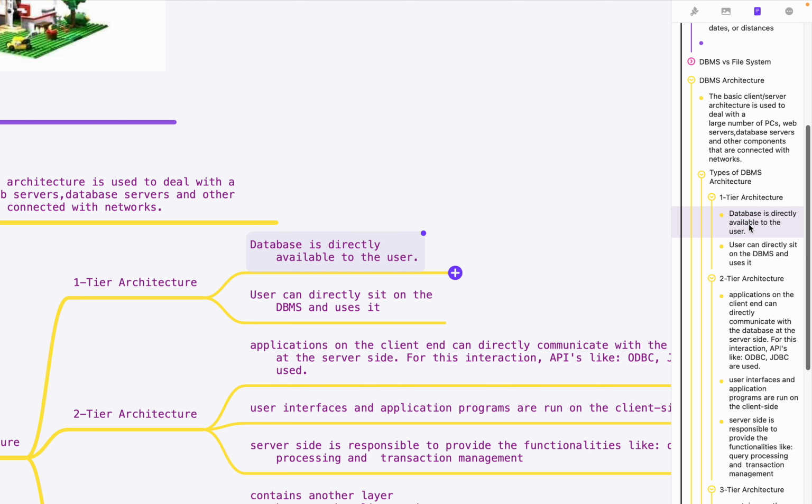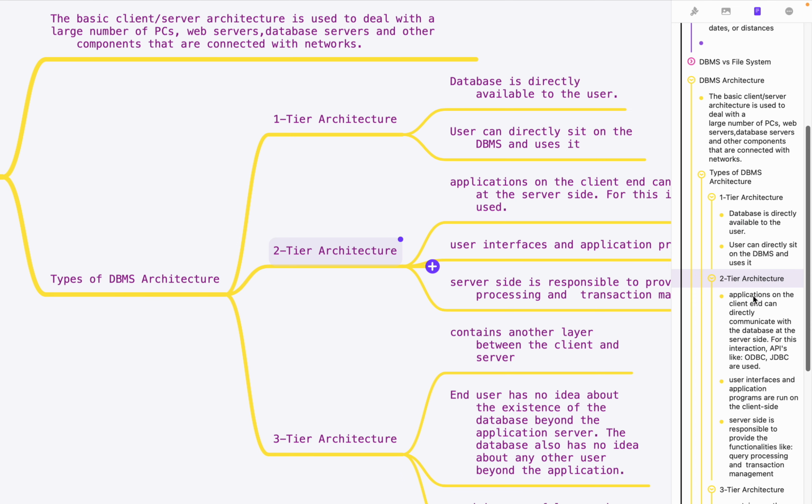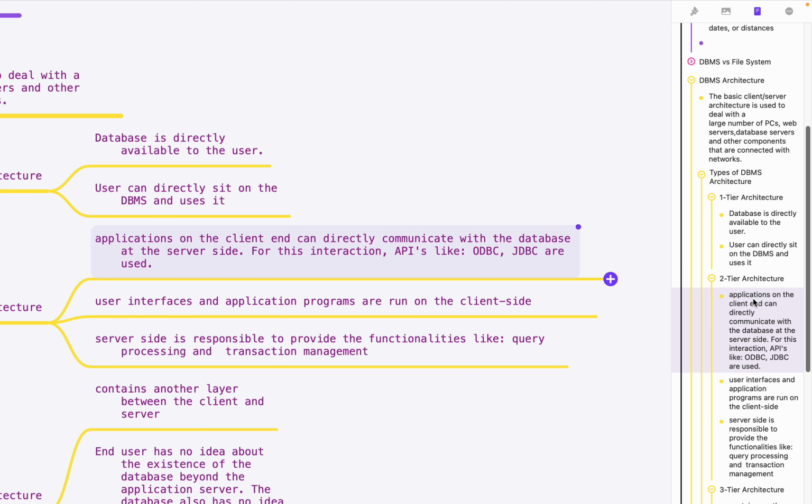Next is the two tier architecture, where the application runs on the client side, and the database runs on the server side. They communicate with the help of a few APIs like JDBC or ODBC drivers. On the client side, the user interface and application programs run, whereas on the server side the functionality is only query processing, that is SQL, and transaction management, which take place on the DB side.